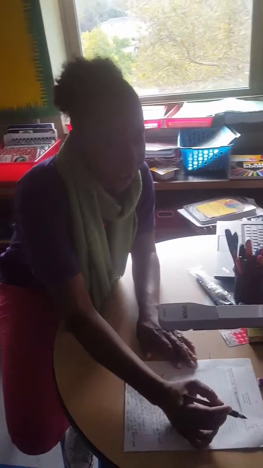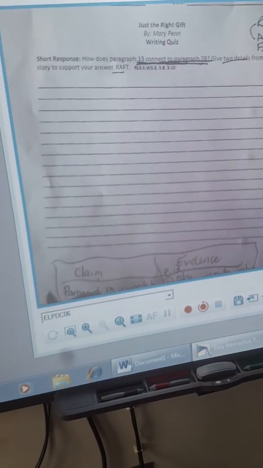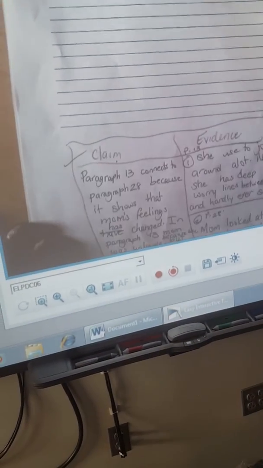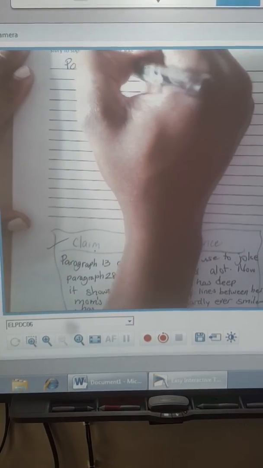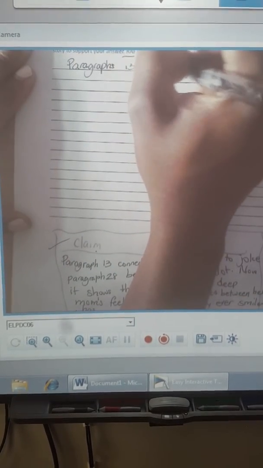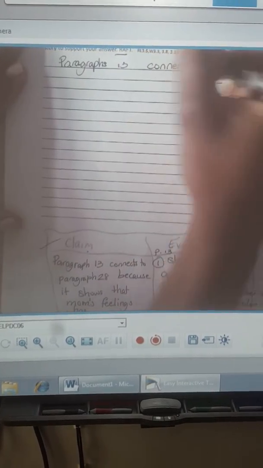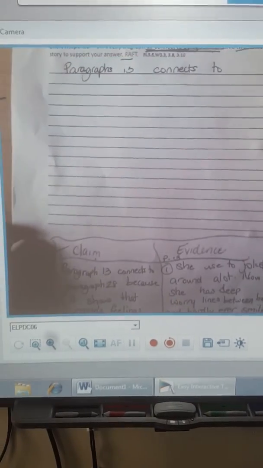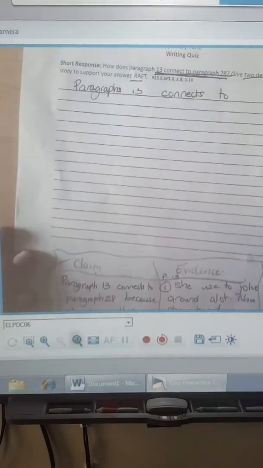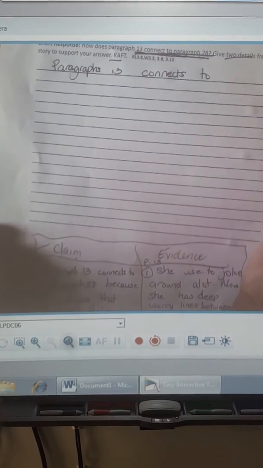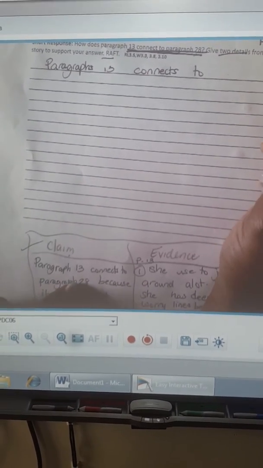So now I'm going to go back and I'm going to write my RAFT. R and A is restate and answer. I already have it right here, my claim. I'm literally going to copy my claim for my restate. Paragraph 13 connects. Please indent. We want to teach our students that they have to have an indent in the beginning of their paragraph. So indent means that you use a two finger space to start your writing. And then when you go to the next line, it goes back to where the line begins.